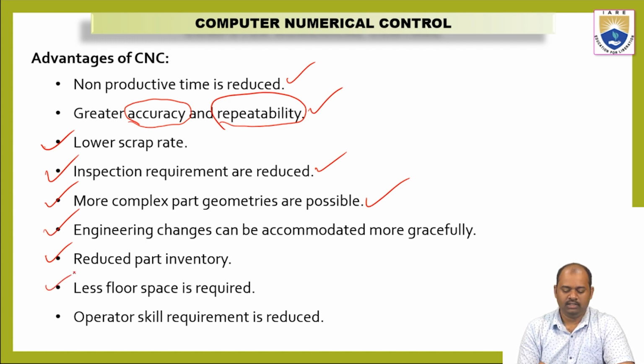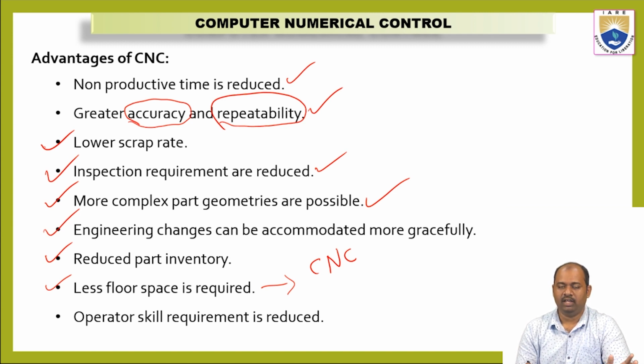And then less floor space is required. This comes into the picture when a single CNC machine is used for multiple operations. Suppose I have a CNC machine that can do both turning and drilling. I have saved the extra space of a drilling machine, because if I want to do this manually, I have to use two machines, a lathe machine and a drilling machine, and accommodate both machines in an area. Now with the help of a CNC machine, those two operations can be done by a single CNC machine.